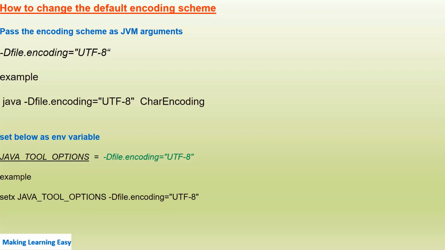And second is to use JAVA_TOOL_OPTIONS as an environment variable. There we can set the default encoding scheme, which will be picked up by the JVM when it is launched. In the example I have mentioned how you can set the environment variable: set JAVA_TOOL_OPTIONS, space, minus, the property, then the encoding scheme. We are going to see this in the demo also. Now let's move on to the command prompt to see both these cases.